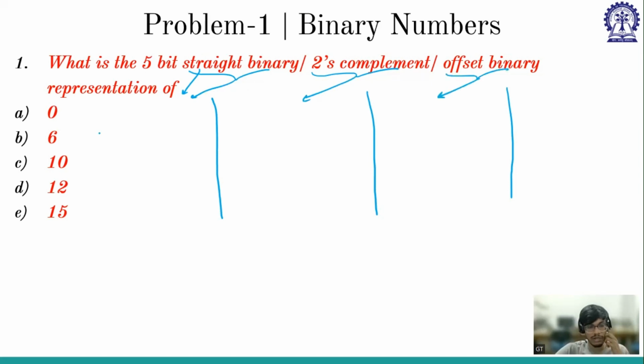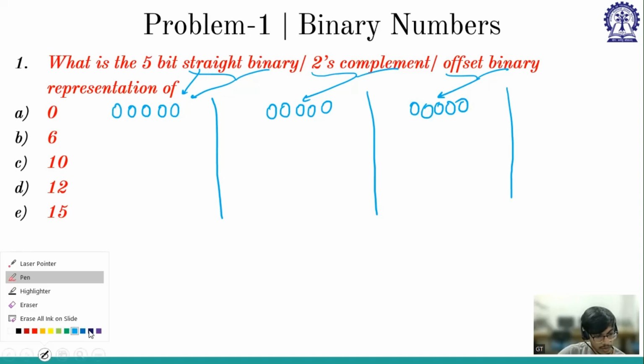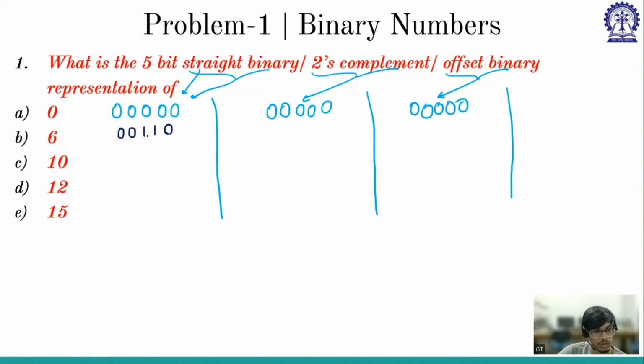Can you tell me what are the values for 0? Yeah, 5 zeros. So here also 5 zeros, and here also 5 zeros. Sorry. And for 6, 00110. So here also 00110, 00110, and for offset binary, 10110. Then 10 is 01010.